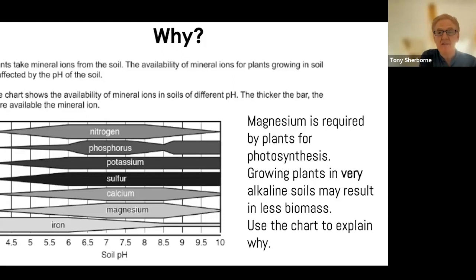Now, the examiners said that very few students got marks on this. Some of them managed to interpret the graph, but they didn't link this with the photosynthesis and the biomass. So AO3 is actually very difficult, even if you have some knowledge.